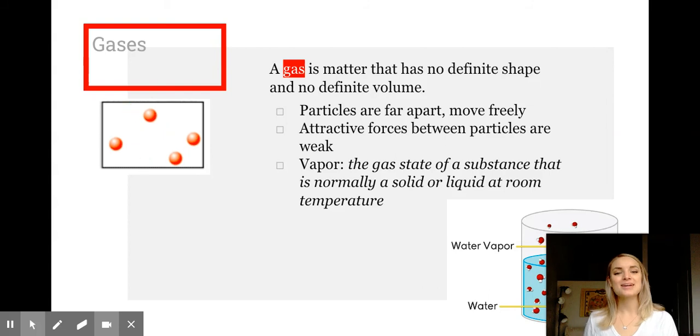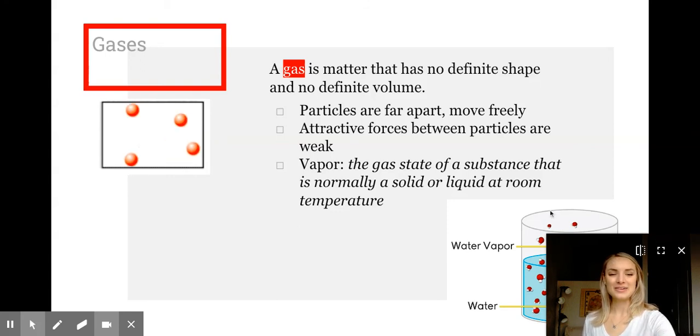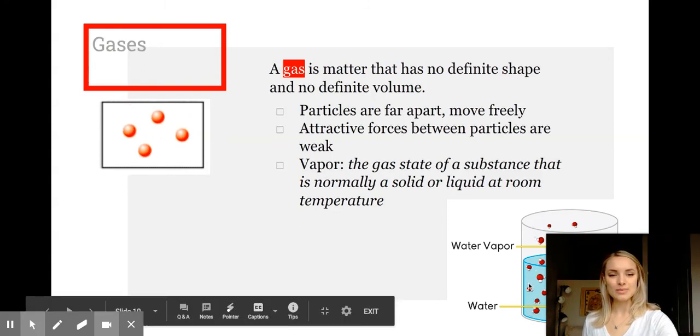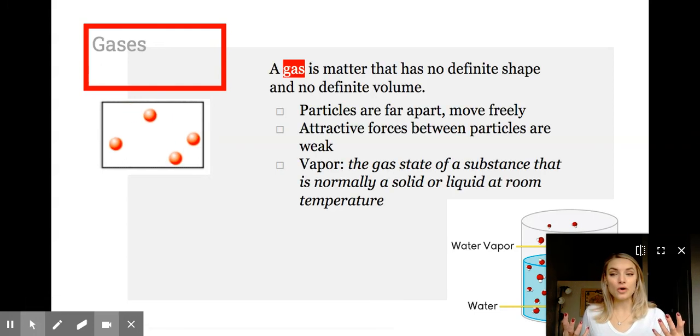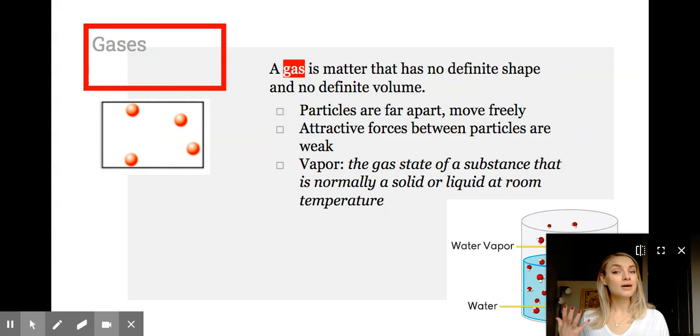So again, I think unfortunately my head's in the way and I apologize about that. But if you look down here in the corner, here I've got a glass that has some liquid water in it. And then there's actually still molecules of water that exist as vapor. They're in gas form above that liquid water. And so that's an example of a vapor.